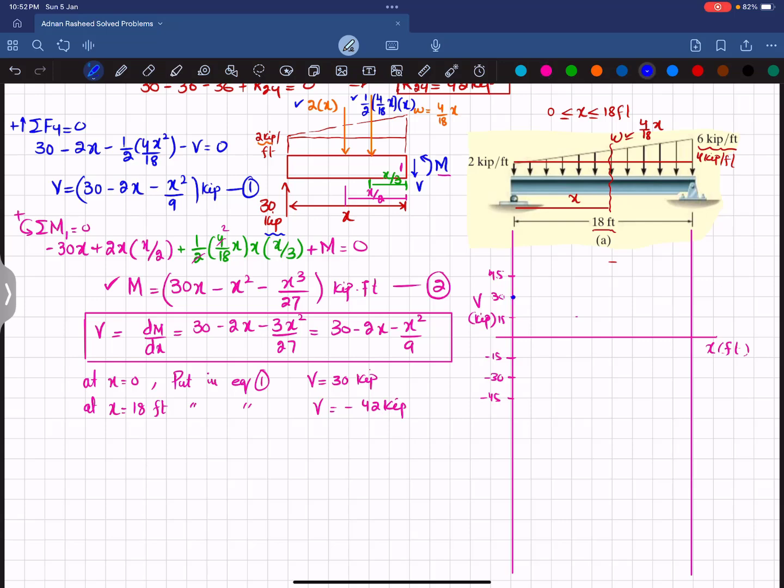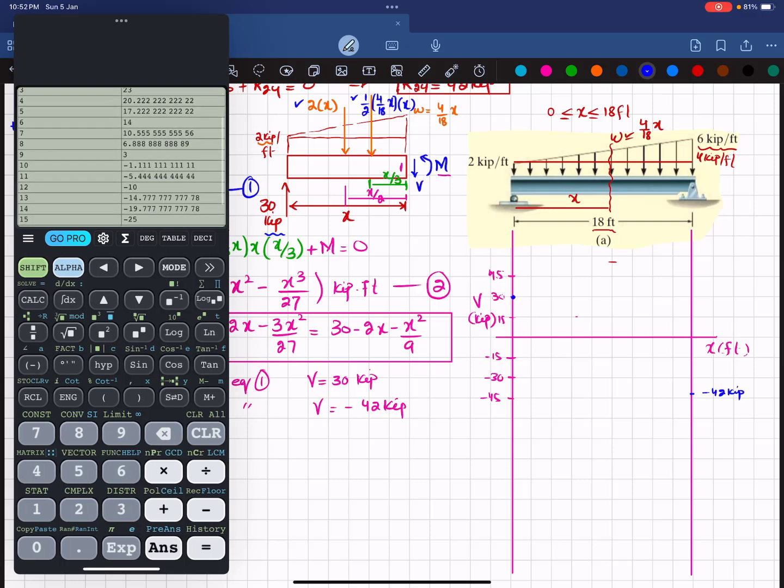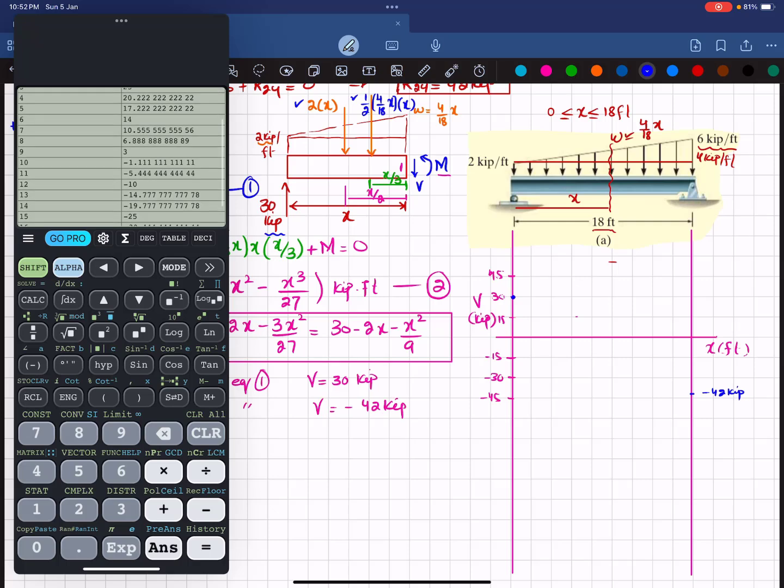We have the first point, this one, at x is equal to 18, so we have minus 42 kips. Now you can see that we do not know what happens in between these 2 points. We know that our shear force will be 0 somewhere between 9 and 10, where the shear force comes down towards 0.